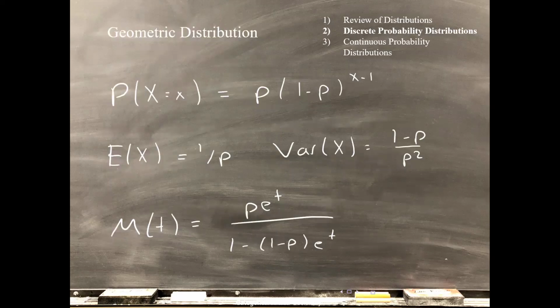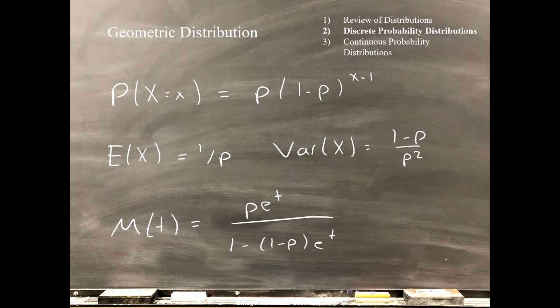Another discrete distribution which comes up quite a bit is what's called the geometric distribution. So this is the probability that we get our first success on the xth trial, right? So the reason that this is the expression for that is we assume we have independent trials. The probability of success is p. The probability of failure is 1 minus p.